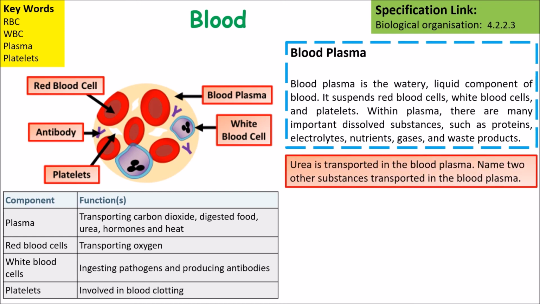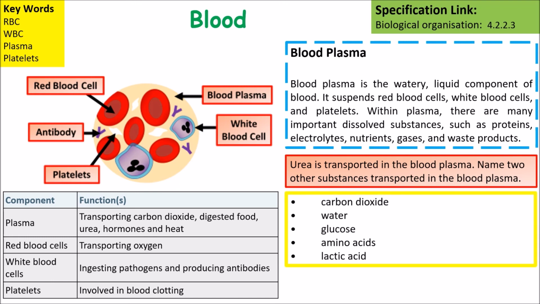Urea is transported in blood plasma. So name 2 of the substances that are transported in blood plasma. It could be anything from carbon dioxide, water, glucose, amino acids, or lactic acid.